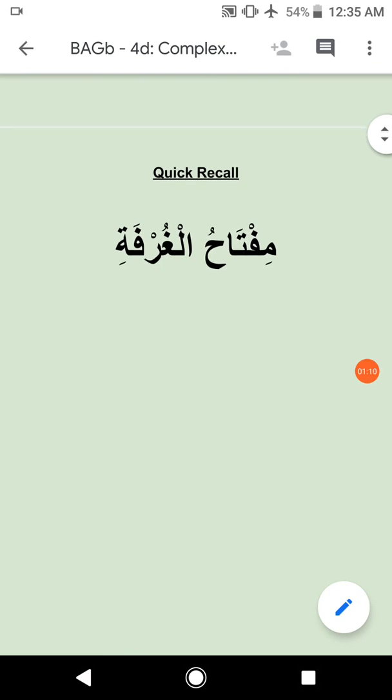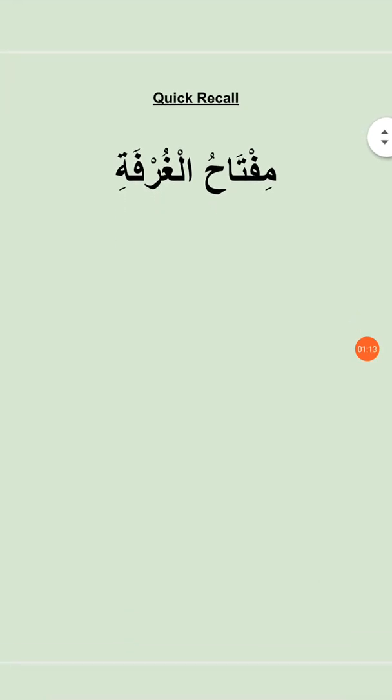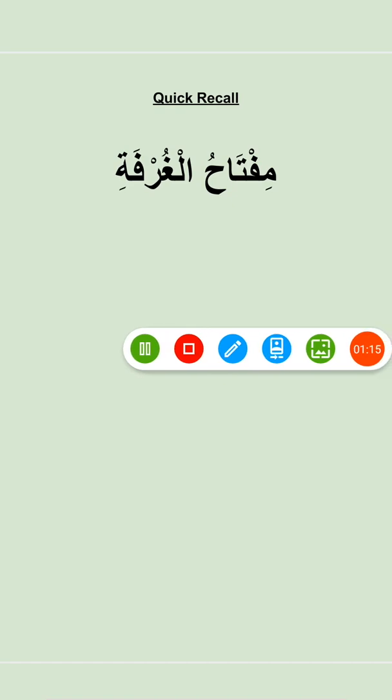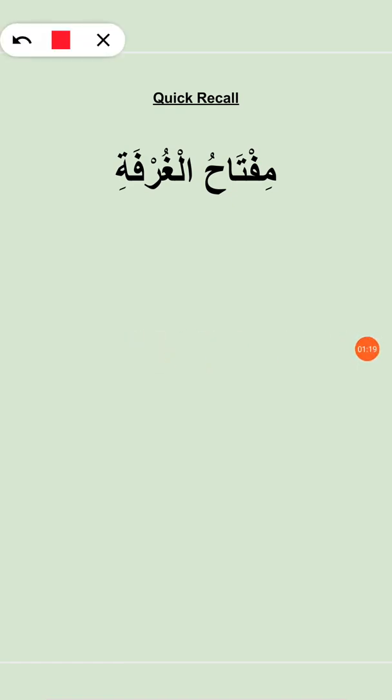Alright, now for a quick recall, I hope you have now seen that summary diagram that I posted earlier. And according to that, let's see what we have here. We have the phrase Miftahul Ghurfati. Now assuming that you don't know the meanings right now, let's see. Ghurfati. Now this thing here shows us that this word al-Ghurfati is in jar form.